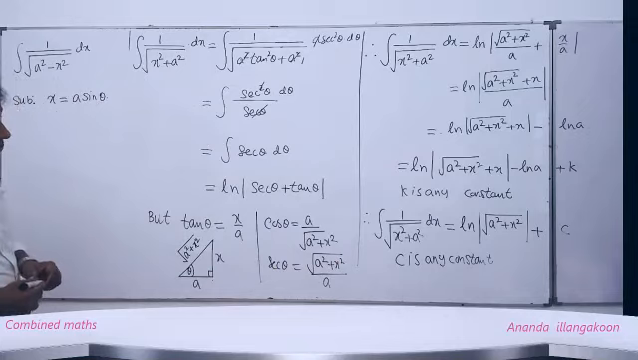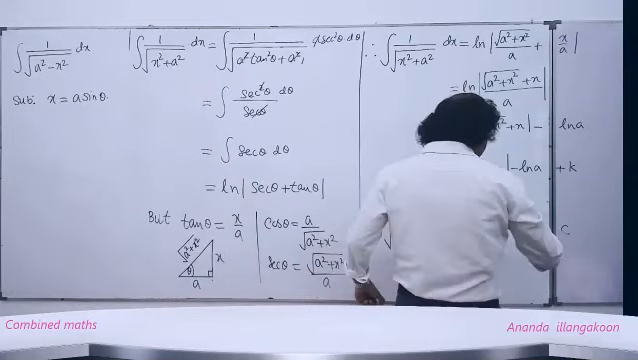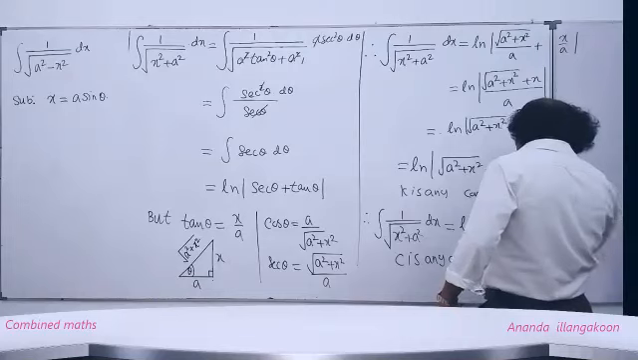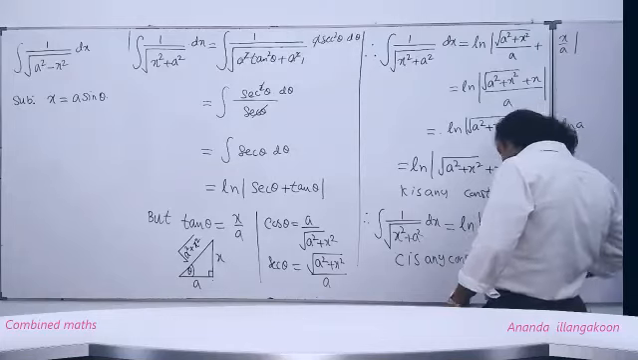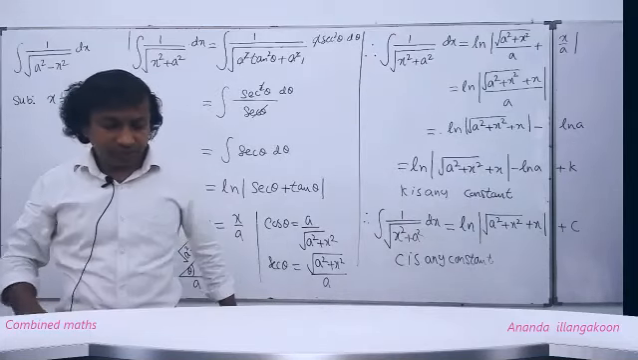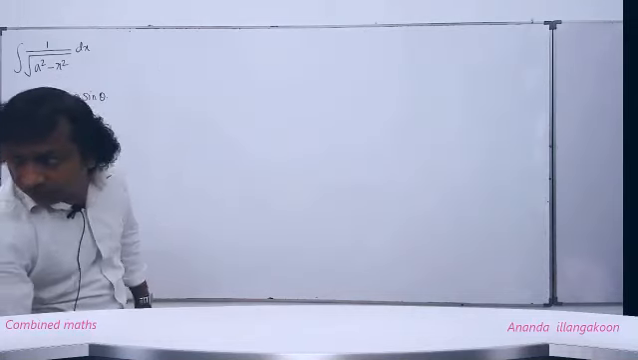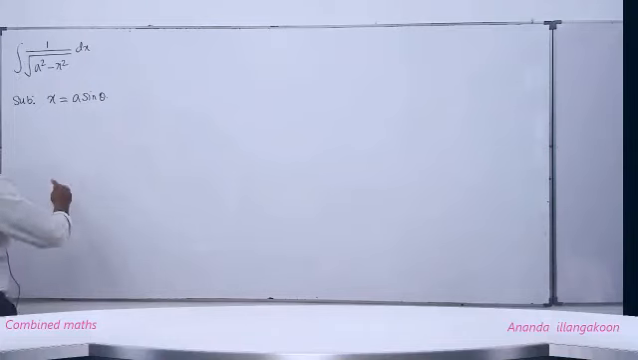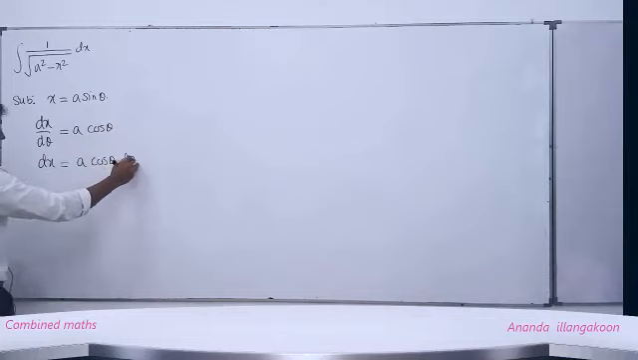Where's the x? Yeah, that's correct. Here, there should be another x, no? This x should be here, no? I take the next one, people. Right now, here, people, you can write dx upon d theta. It's a cos theta. dx equals a cos theta times d theta.